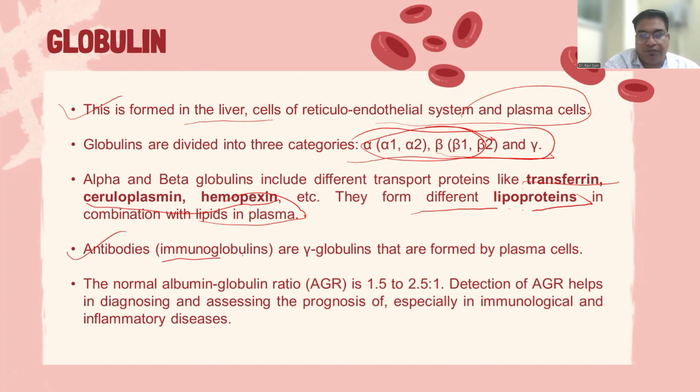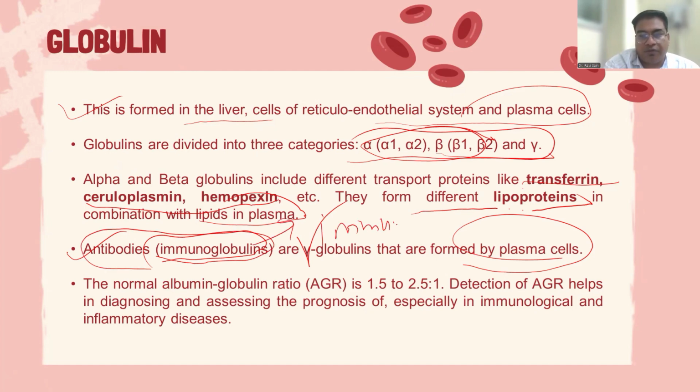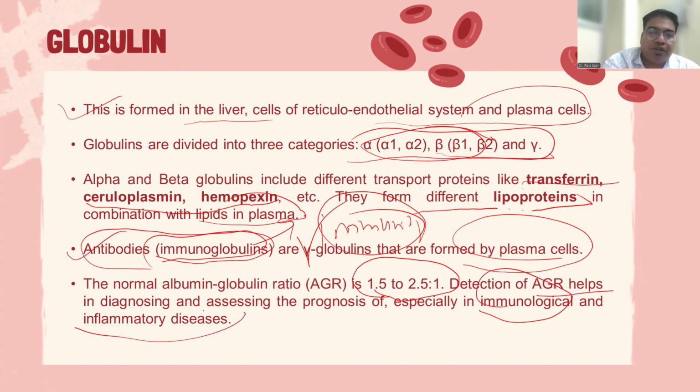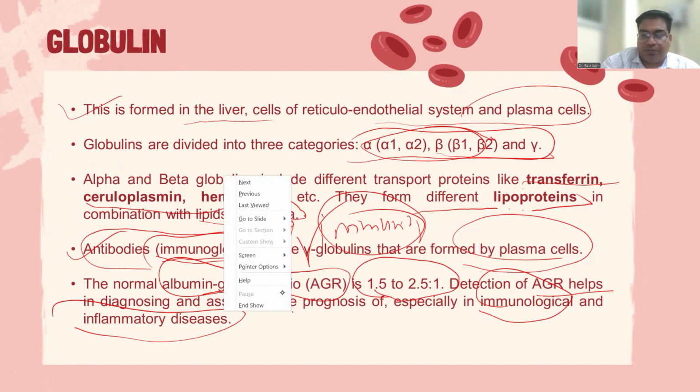Now come to the antibodies, also known as immunoglobulins or gamma globulins. They are formed by the plasma cells. Immunoglobulins provide immunity. The normal AGR ratio is around 1.5 to 2.5 to 1. Detection of AGR helps in diagnosing and assessing the prognosis of especially immunological and inflammatory diseases in which this concentration or this ratio is disrupted.